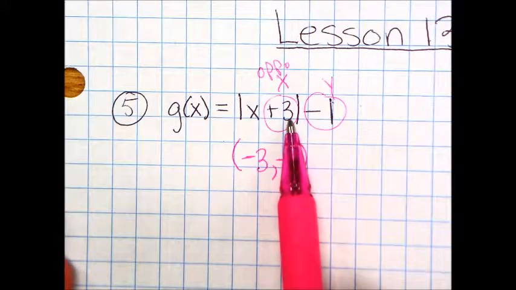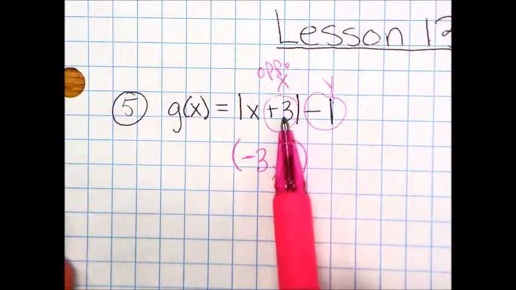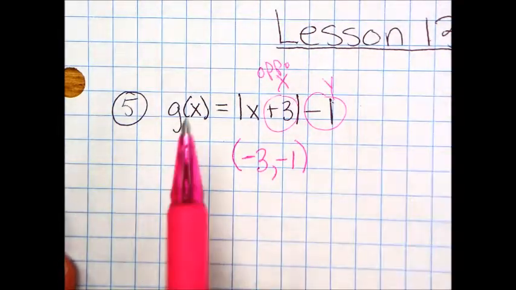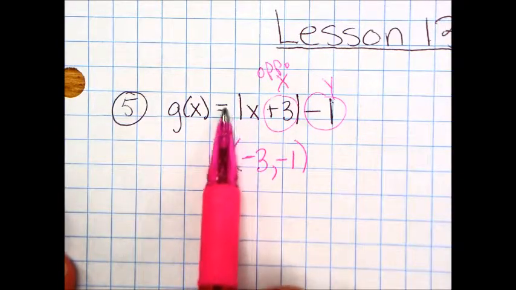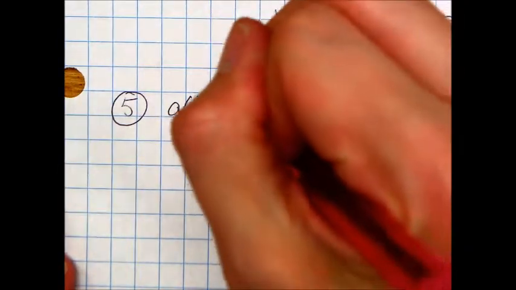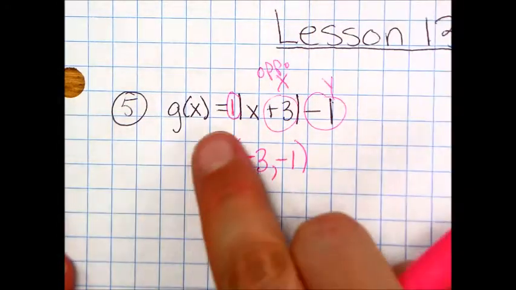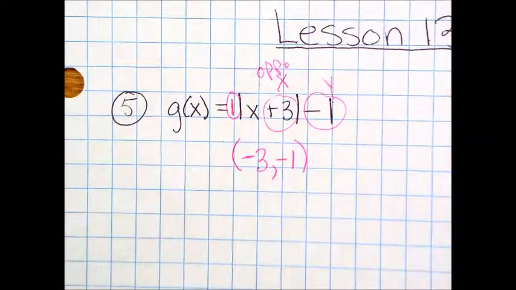I need you to know the point of the V is going to be at -3, -1. And then remember how we talked about slope? See how there's not a number in front of the absolute value sign, like there's nothing there? So your slope is 1. If there had been another number there, it would change the steepness of the sides.